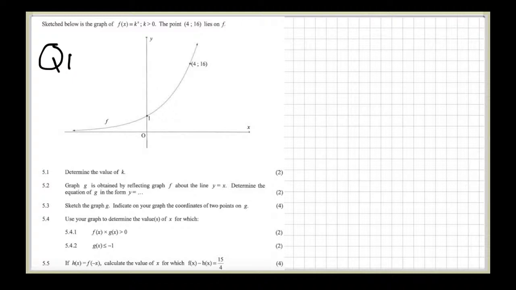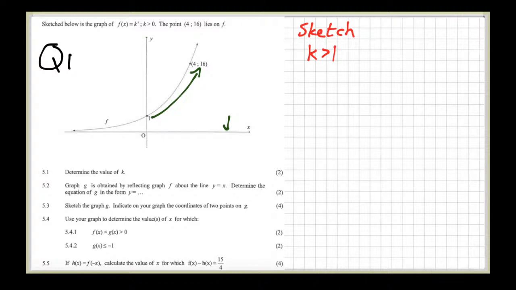Now, before we actually get too far into this, I want to encourage you to remember your basic theory. From the sketch, I can automatically see that k is larger than 1. The reason for this is if you look at the asymptote, which is the x-axis, my graph tends to go away from the axis. It diverges. And therefore, I know that k must be bigger than 1. But let's jump into this question. It's a relatively easy question. You shouldn't have much trouble with it.